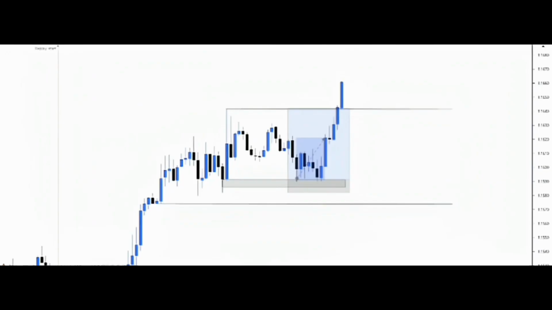Boom. Can you see that? Now, after taking out this high, go back. Just be satisfied with what you have gotten here. Don't be greedy. Take the money off the table.